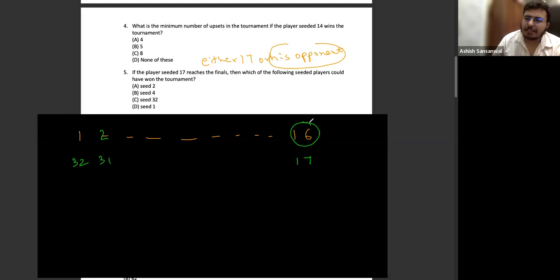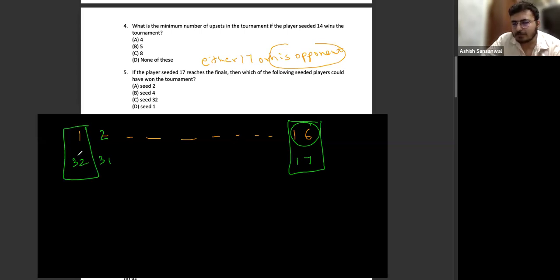Now in the next round, who will the player seeded 17 face? You can say it will face the winner of 1 and 32 in the next round. So obviously they are not reaching the finals. Correct? So 1 and 32 are eliminated. Is this clear? Is this part clear to all?